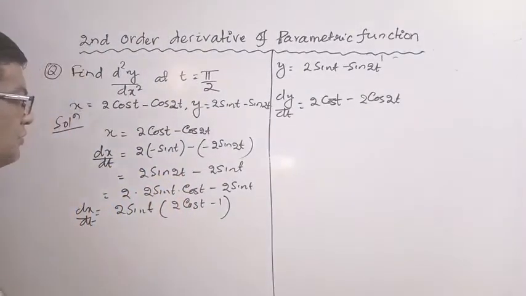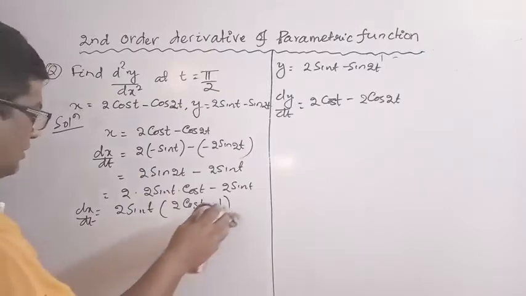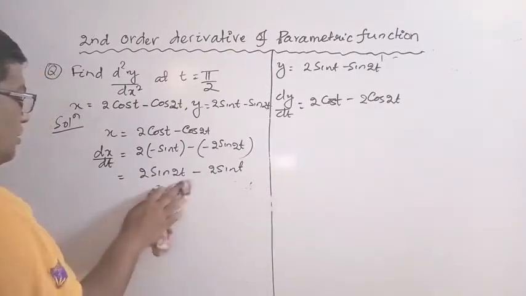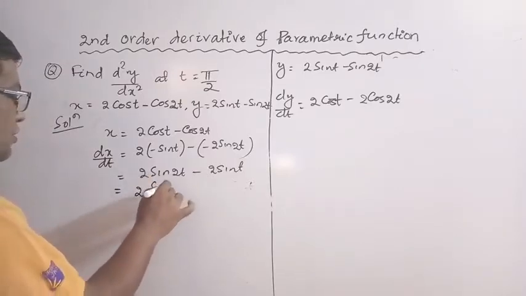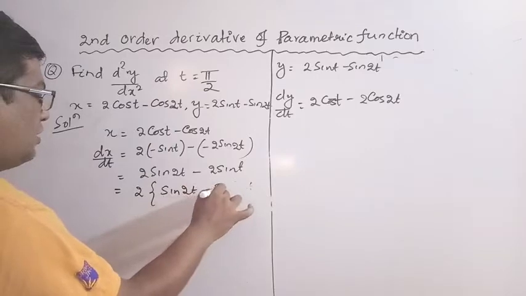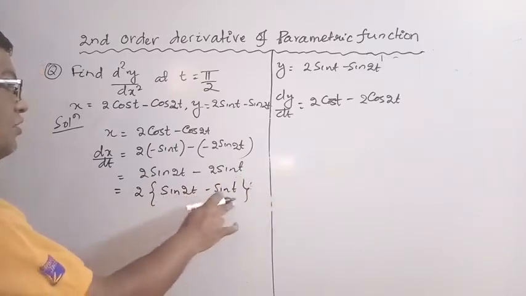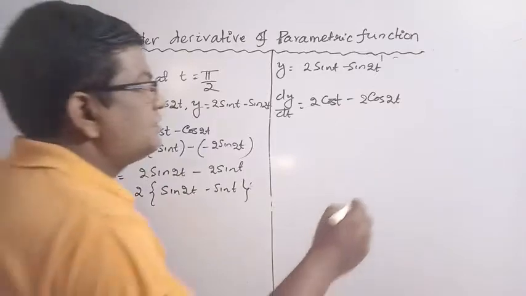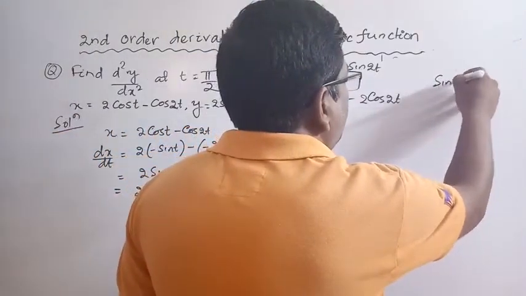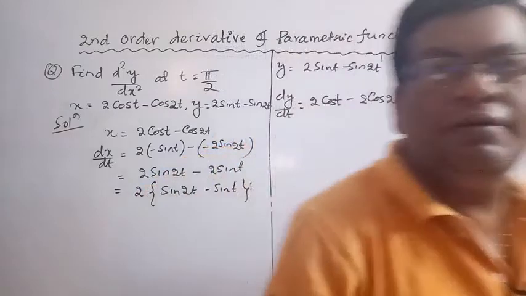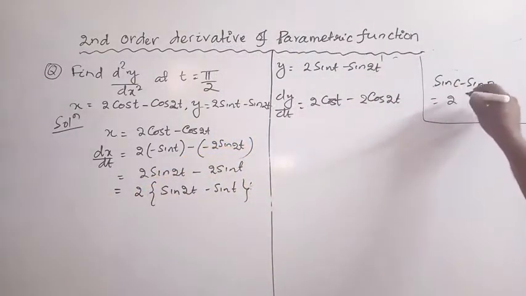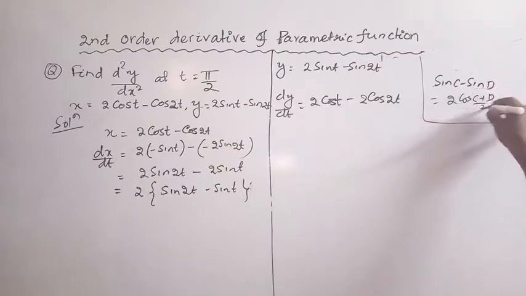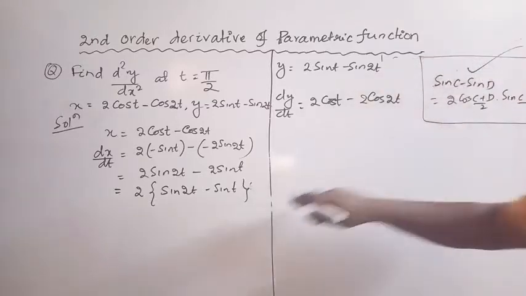Now for simplification, take 2 common, and this will be 2 cos t minus cos 2t. So this is the cos c minus cos d formula. What is the cos c minus cos d formula? Cos c minus cos d is equal to 2 sin c plus d by 2 into sin d minus c by 2. This formula is applied here.